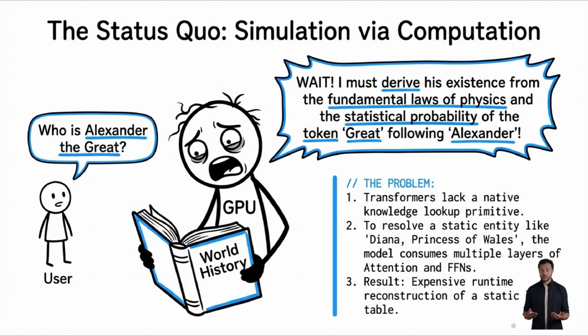Transformers don't have a native knowledge lookup primitive. So even for a static entity, like a well-known historical figure, the model burns through multiple layers of attention and feed-forward networks just to reconstruct what amounts to a basic entry in a lookup table. The result is unnecessary compute at runtime for information that's essentially fixed.